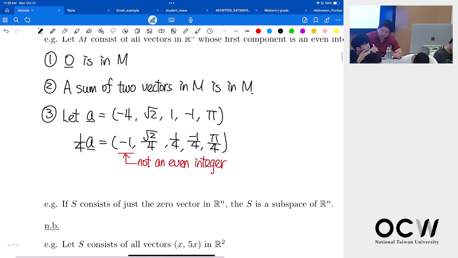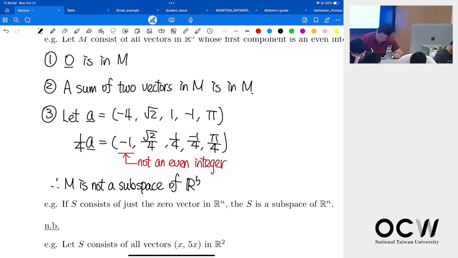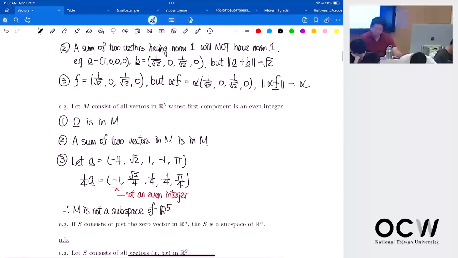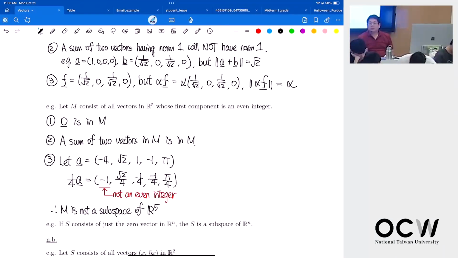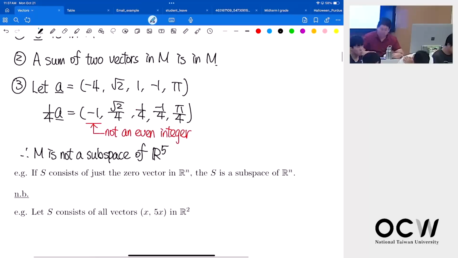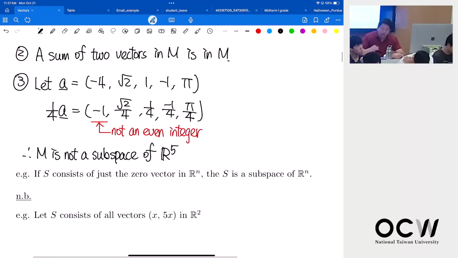So M is not a subspace of R5. Okay. Any questions for this example? Next example.